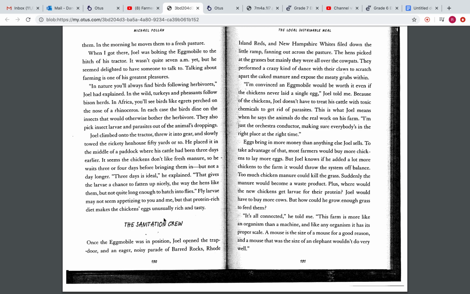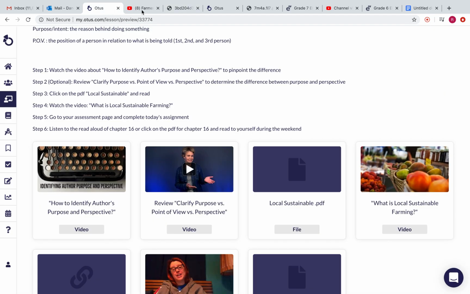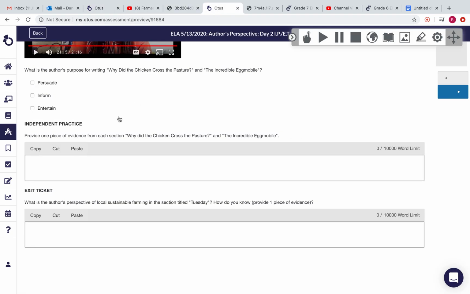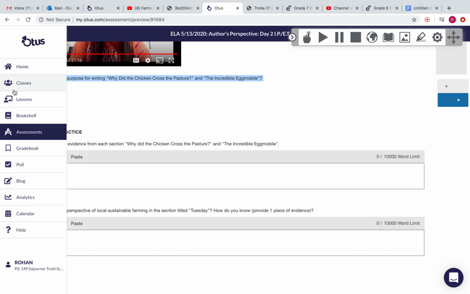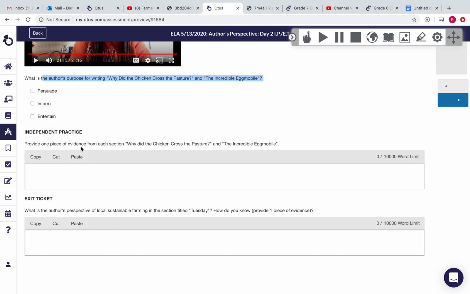And I'm going to model with this section the Sanitation Crew, which starts right here and ends right here. And what we're going to focus on is what the author's perspective is. All right. And for your classwork and exit ticket, you're focusing on the author's purpose for writing those sections that I pointed out to you and choosing one piece of evidence from each section to support your answer here.